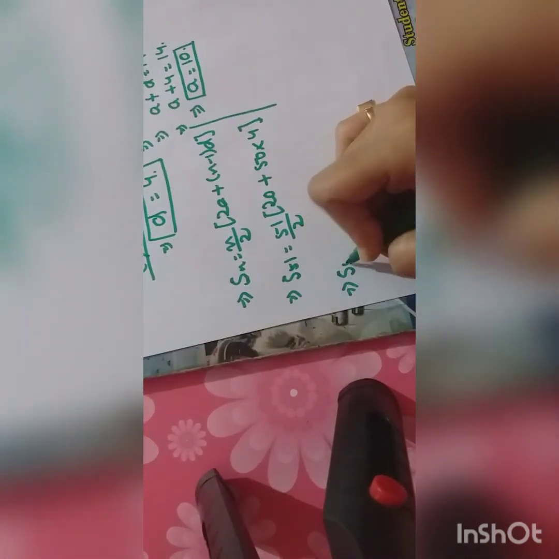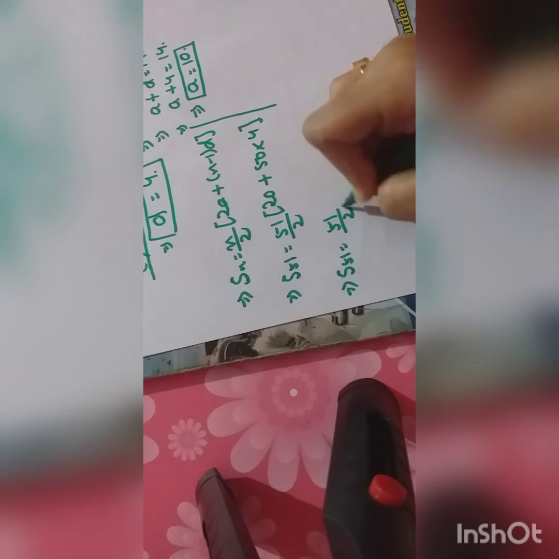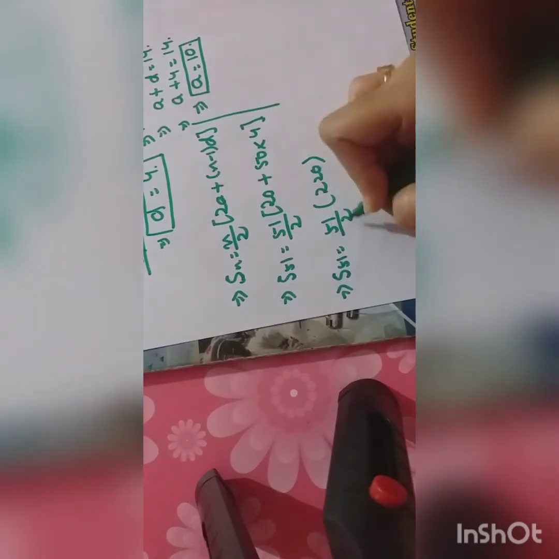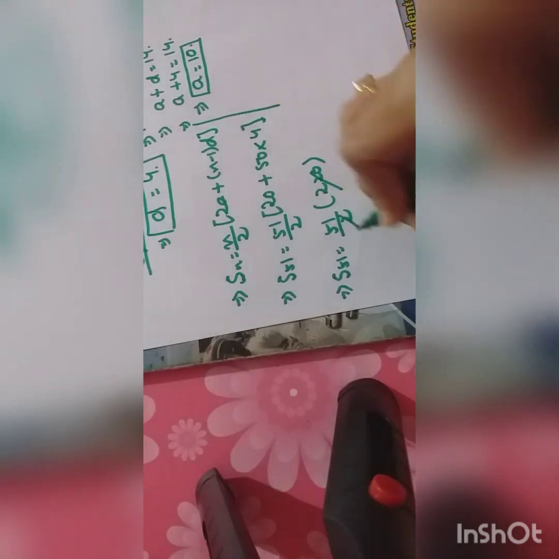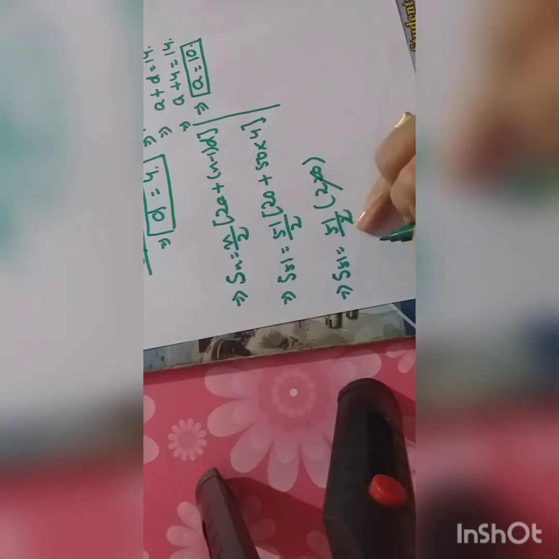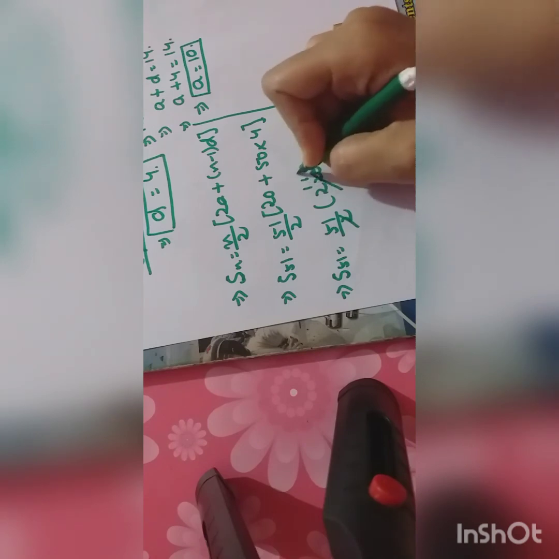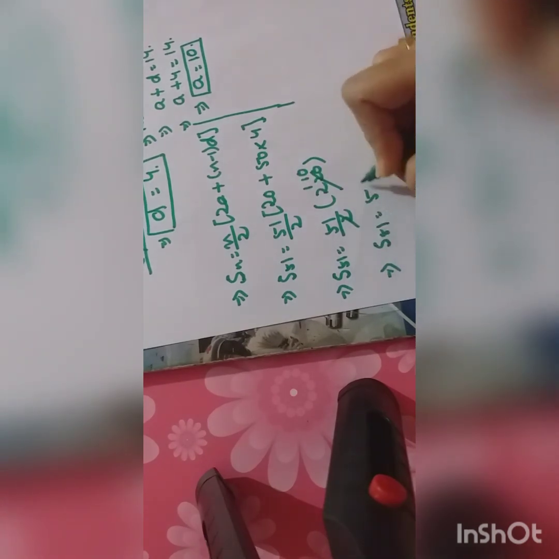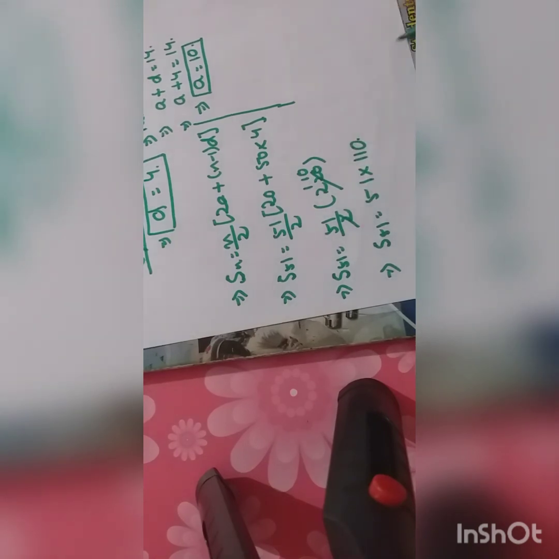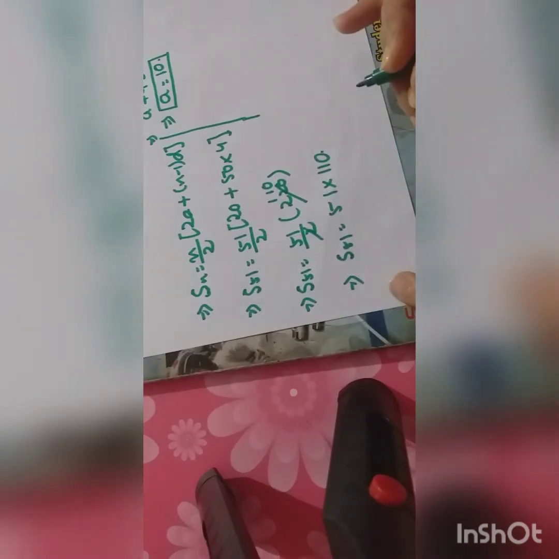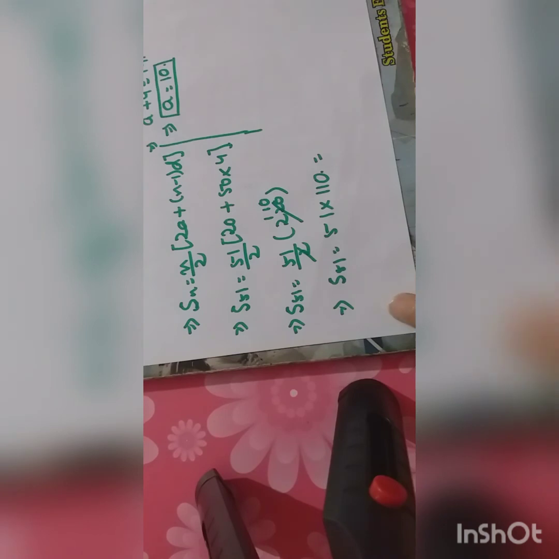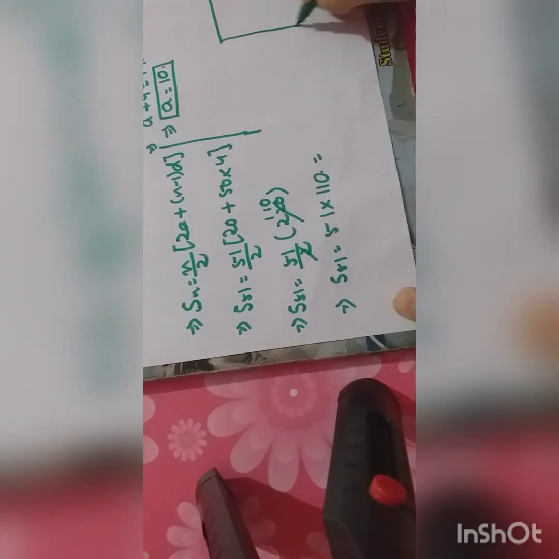So S51 will be 51 by 2 into (20 plus 200), that is 220. I will simplify the numerator and denominator by 2. So 2 1s are 2, 2 1s are 2, 0. So S51 will be 51 into 110. I have to just multiply 51 into 110. I am doing the rough work on the side.